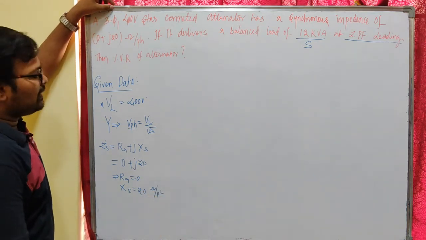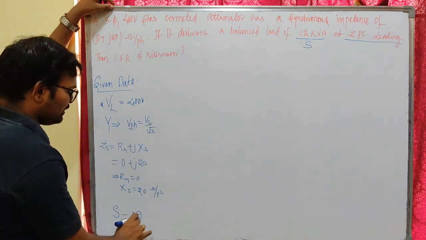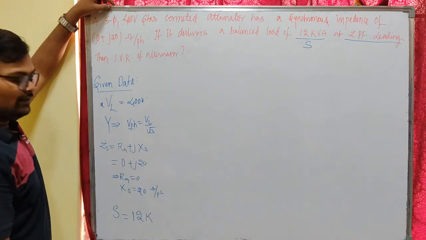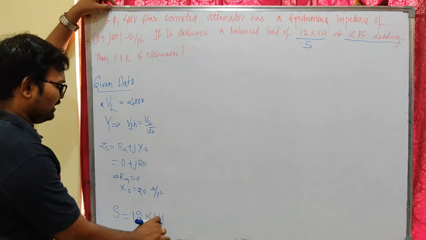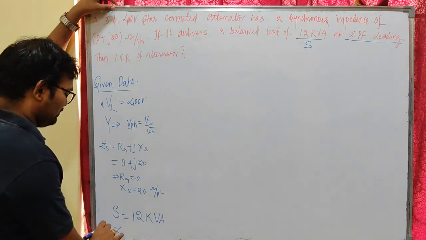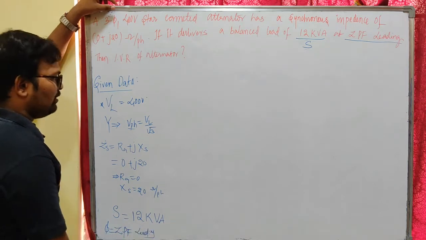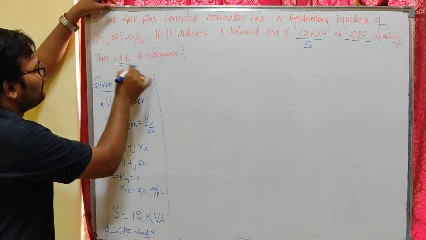The extra given data is apparent power. Based on the units you can understand what is given: kVA is the unit for apparent power, at zero power factor leading, ZPF leading, cos phi equal to 0. Now we need to find the percentage voltage regulation.